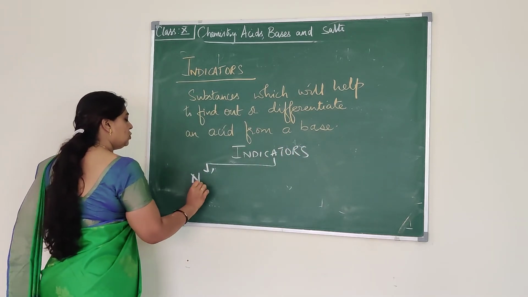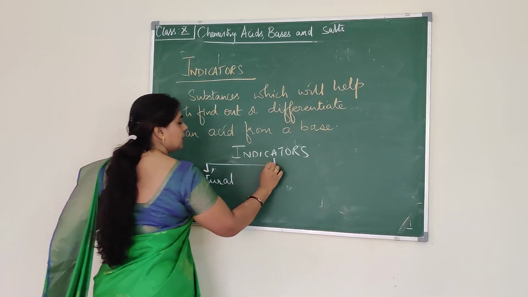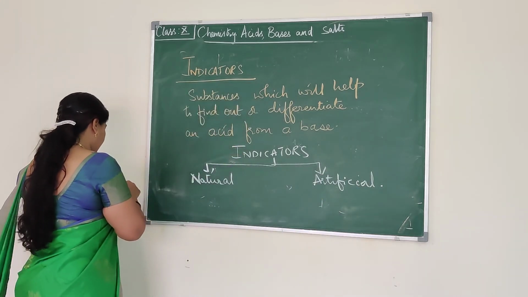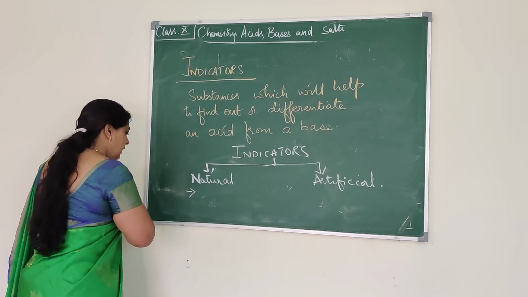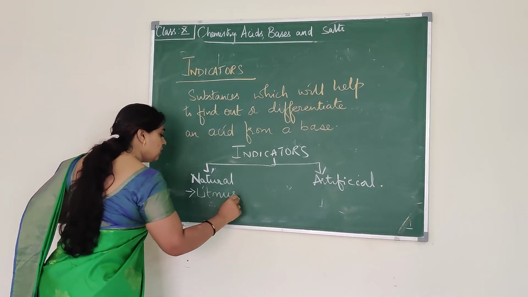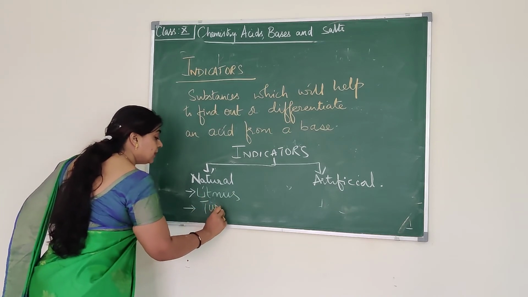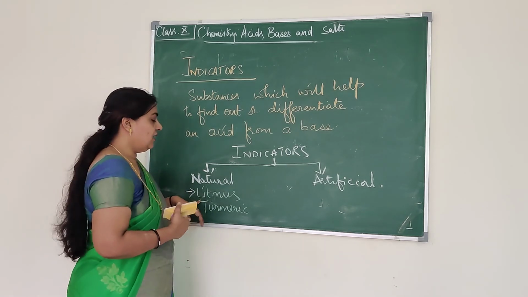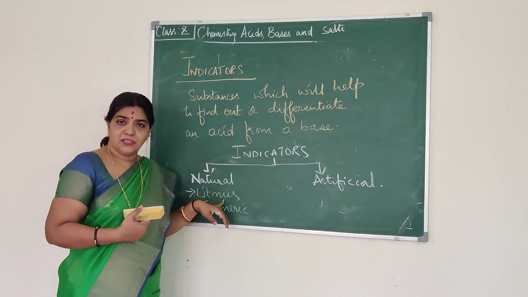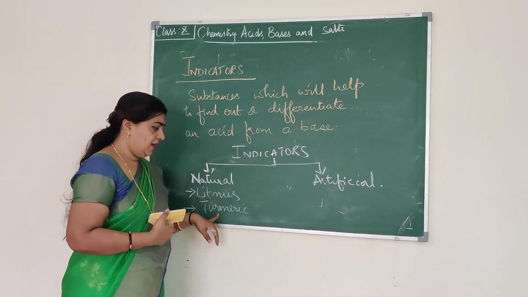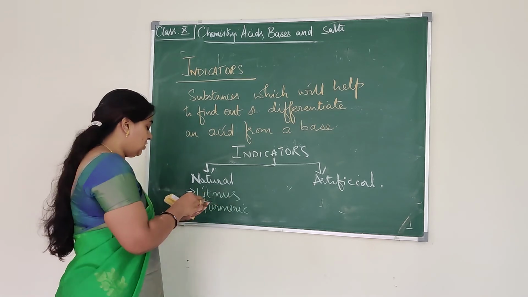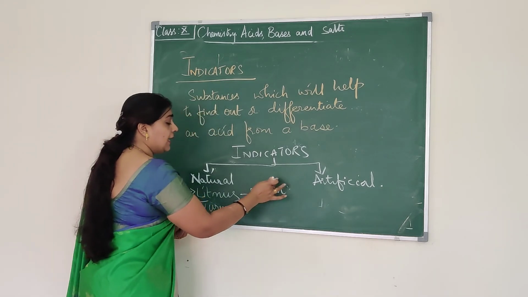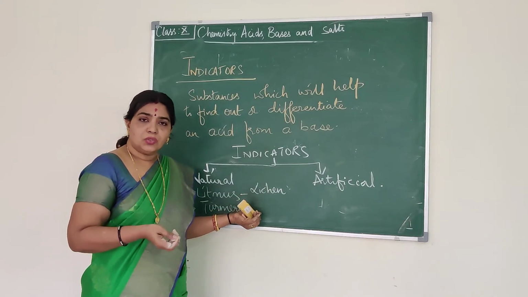One is natural, the other one is man-made, that is artificial. So what are natural indicators? Under natural indicators we have litmus, the litmus solution or the litmus paper, and turmeric, our sweet old turmeric which is there in our kitchen. It will also help us to identify an acid from a base. Litmus is obtained from a plant called lichen, which belongs to algae.